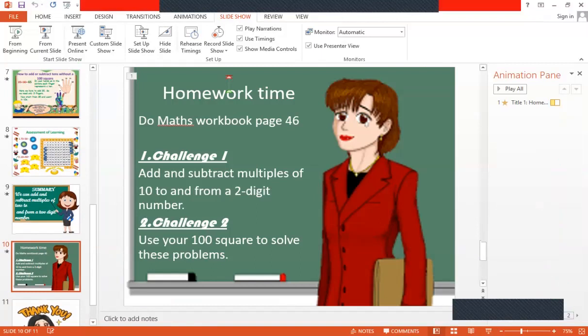So, homework time. Your homework is to do Maths Workbook page number 46. Challenge 1: add and subtract multiples of 10 to and from a 2-digit number. Challenge 2: use your 100 square to solve these problems.